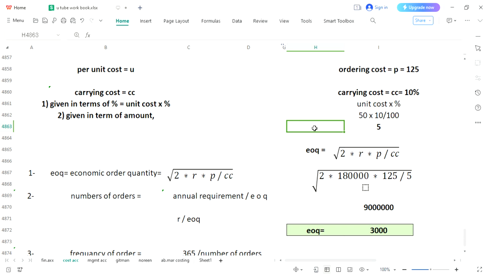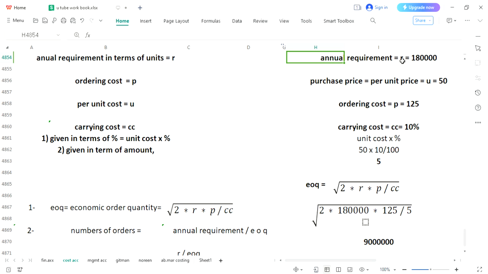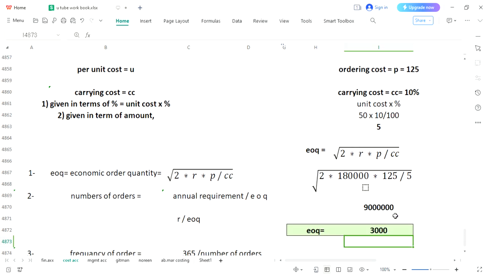2RP divided by CC, and simply we have taken amounts from our question. You can see that your annual requirement R was given in the question, 1,80,000. You have put 2 as part of your formula. Then you need to multiply it with cost of placing an order, P 125, and divided by CC you have calculated 5. Finally, on calculator you have finalized the answer, 9 million.